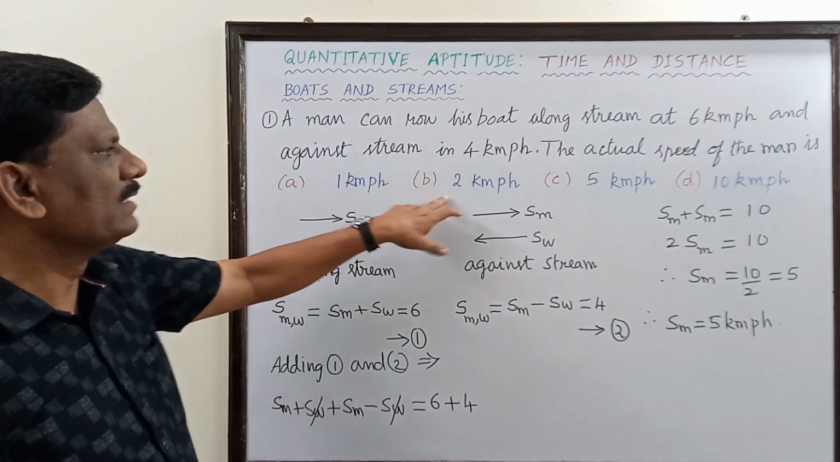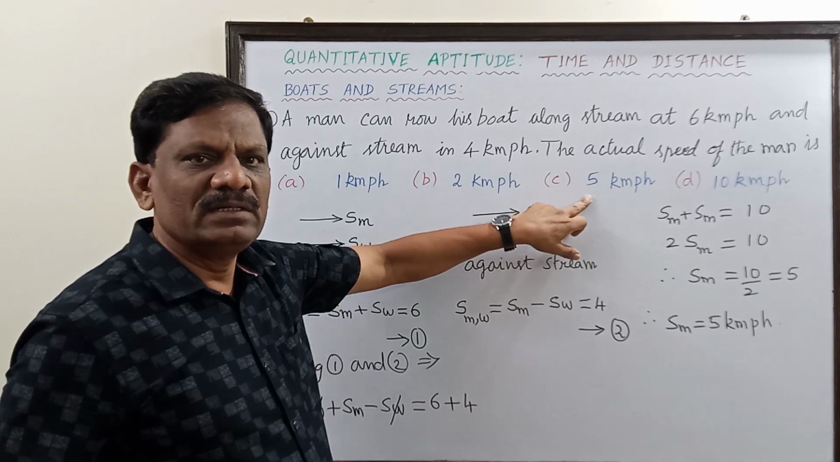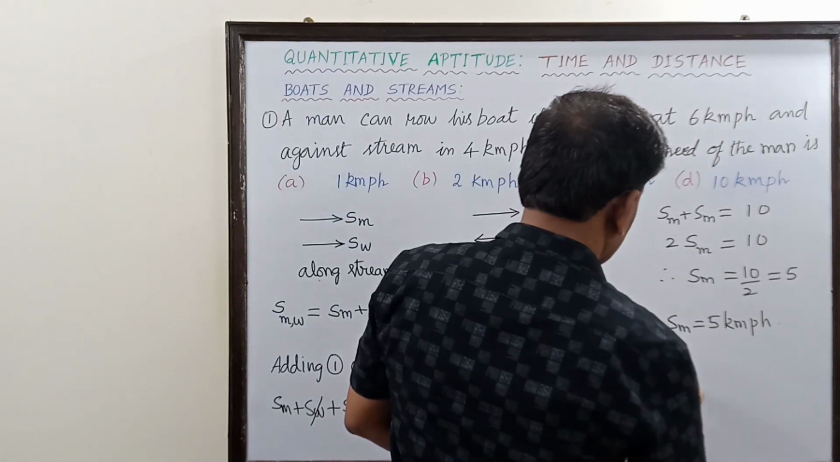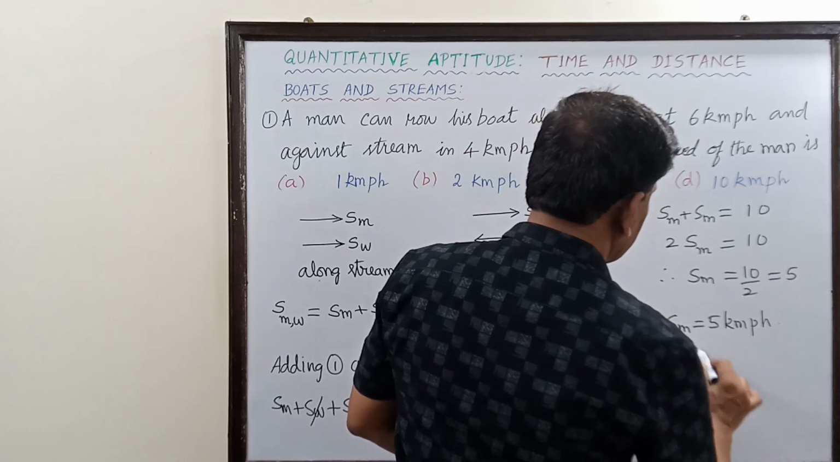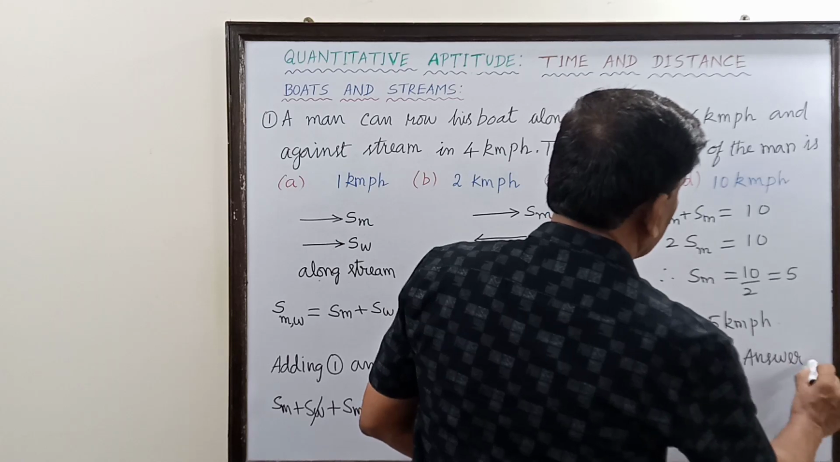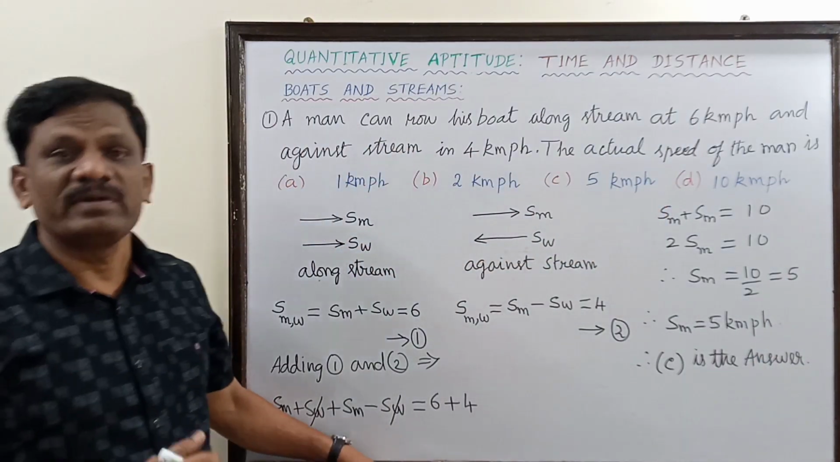So what is the correct answer? Which option is the correct answer? Option C is the right answer. Therefore option C is the correct answer. I hope you must have understood well.